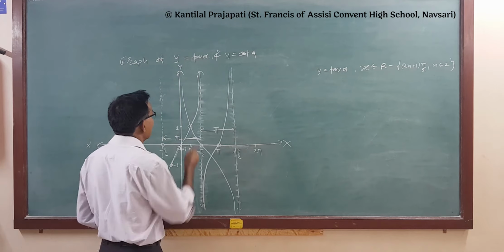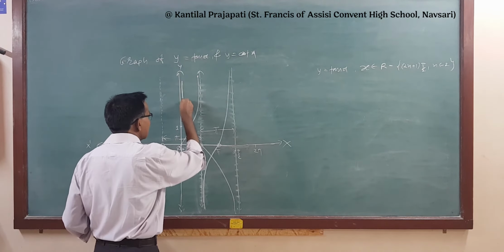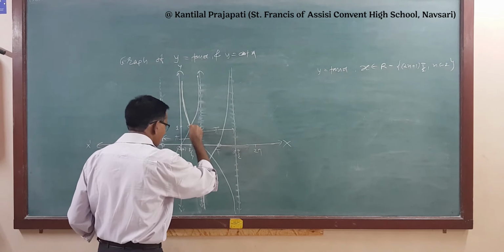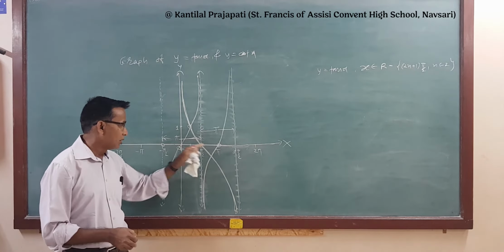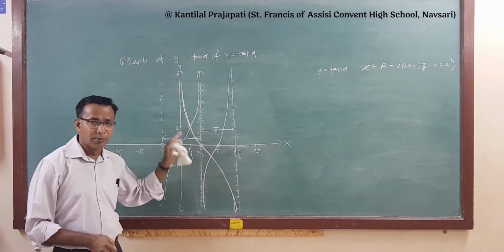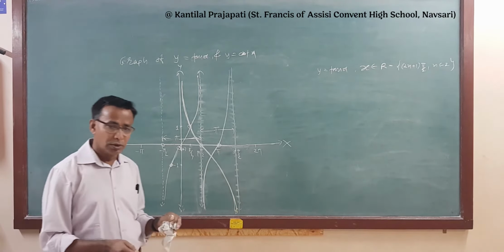The shape of the graph y is equal to cot x is like this, between 0 to pi. This is also repeated in the interval of pi, and therefore the principal period of the cot function is also pi. Now we are going to learn the graph of y equals sec x.